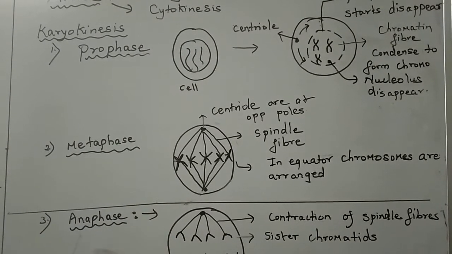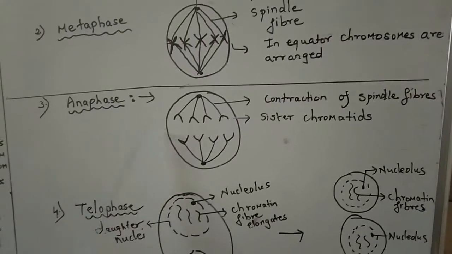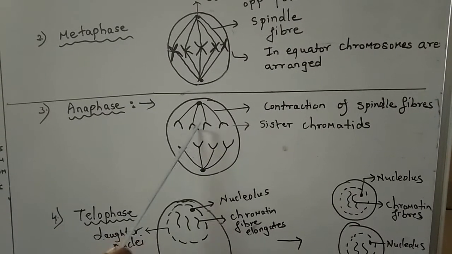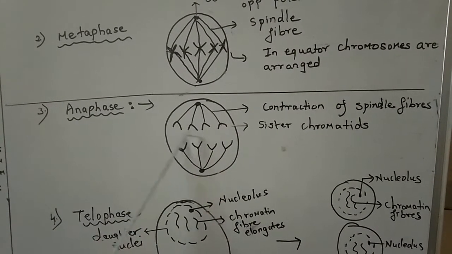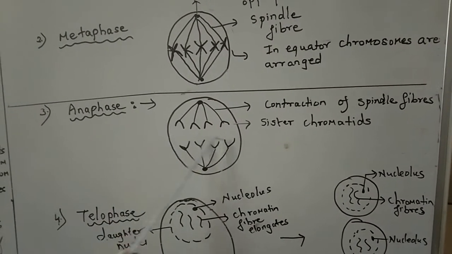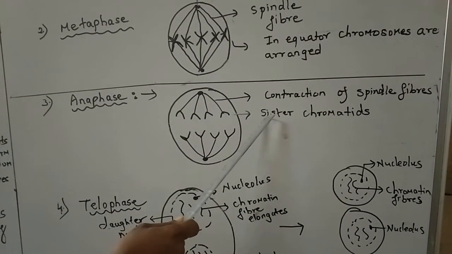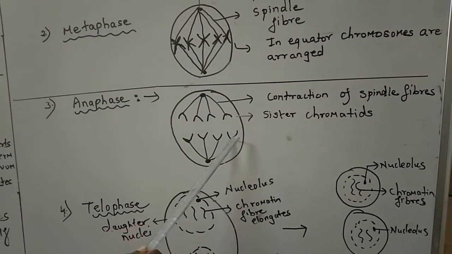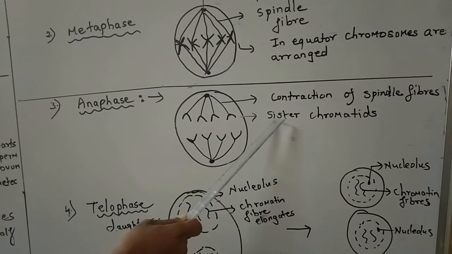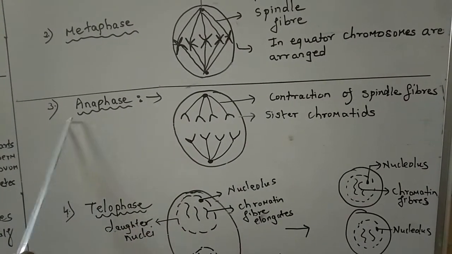Now the next phase we are going to study is called anaphase. In anaphase, what will happen? The spindle fibers will pull the chromosomes to the North Pole and South Pole. So they will break over here, and the chromosomes are going to form the sister chromatids. This will be called sister chromatids. So the half part of the chromosomes which are pulled up will form sister chromatids. So this phase will be called anaphase.